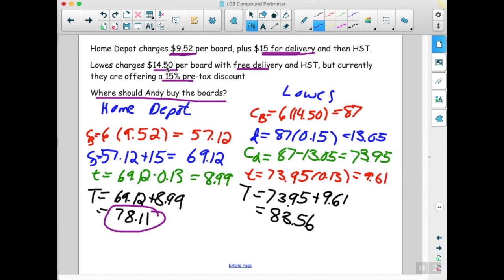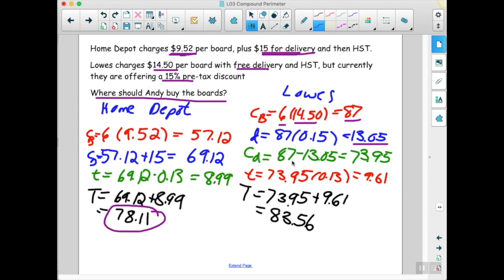At Lowe's it costs more, but there is no delivery. So let's see what difference that makes. Again, 6 boards at $14.50 per board. Multiplying those two together, I get 87. There is no delivery, and now I have a discount. The discount's 15%, so I'm going to multiply 87 by 15%. I get 13.05. I'll subtract that.